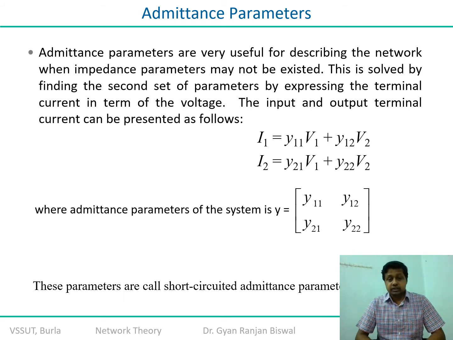Similarly, Z12 and Z21 are also not comparable with Y12 and Y21. What is the reason behind it? We will see that in the following slides. At this stage, you can say that the admittance parameter is very useful in the scenario when it is difficult to find the relations, or difficult to analyze, in terms of the impedance parameters.